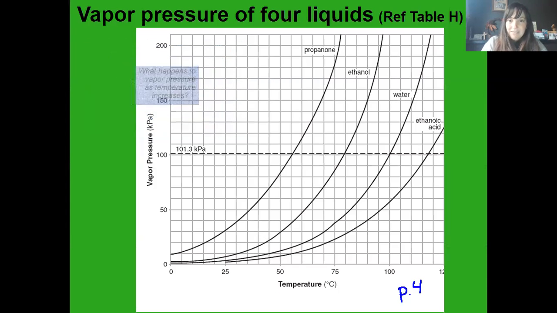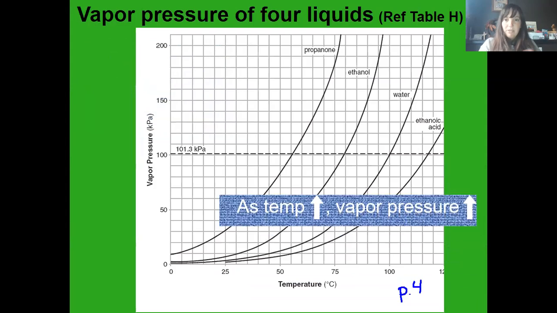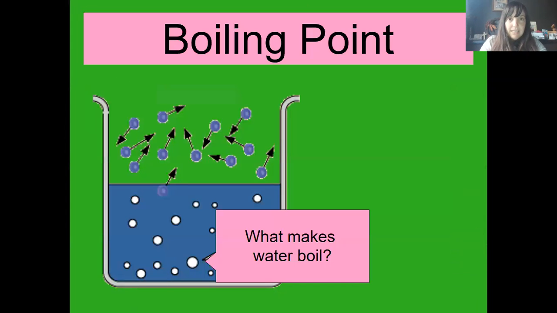That's right, it increases. And you can imagine why. As temperature increases, vapor pressure increases, because the more kinetic energy those particles have, the more likely they are to break past their intermolecular forces, boil, turn into a gas, and exert vapor pressure. Oh, and this is on page 4 of your reference tables if you have them. So let's go back a moment to this point, and then we're going to come back to table H again, thinking about what is it that makes water boil.